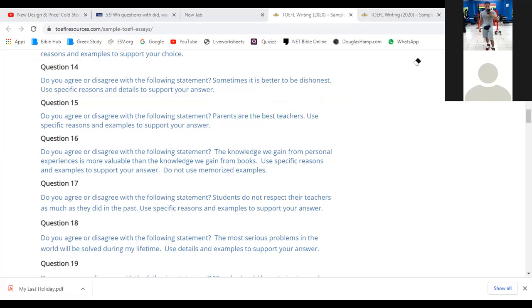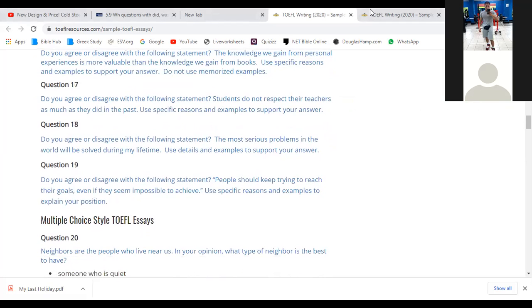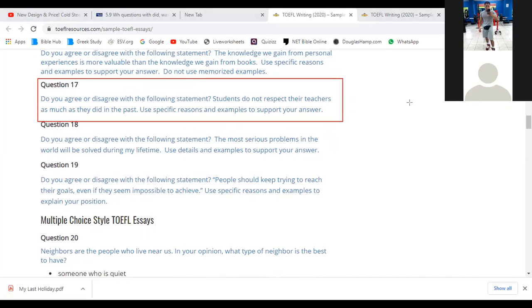Let's do another one. General statement. Number 17. Do you agree or disagree with the following statement? Students do not respect their teachers as much as they did in the past. What can be a good general statement for this? Nowadays, students disrespect their teacher because of the new generations. Because of new generations, I know. Because that's what comes to my mind. Okay, very good.